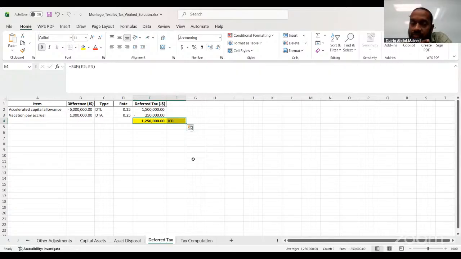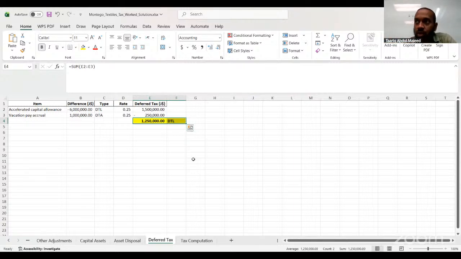They also gave us a vacation pay accrual. Remember what I said about provisions. Provisions or accruals generally result in a deferred tax asset. Why? The government doesn't recognize these things because they only recognize expenses that are paid in the period. So when you provide for or accrue something, they say no, zero, right? So that generally results in a deferred tax asset.